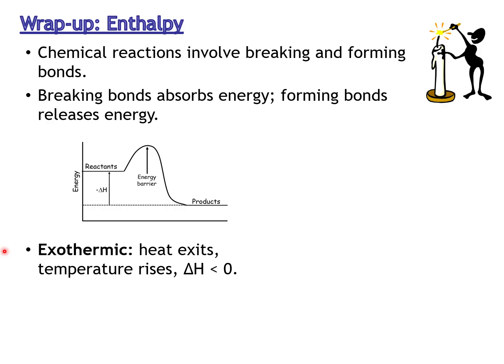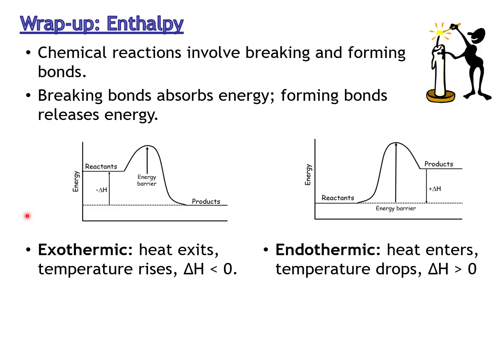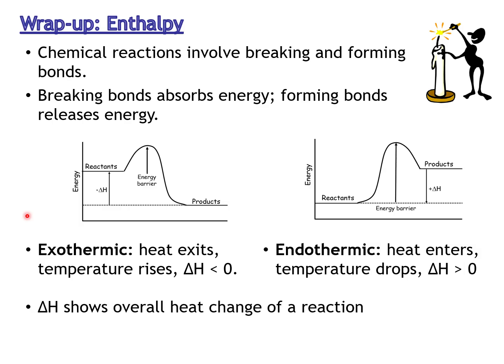So exothermic, you're going to have a reaction energy diagram that looks like this. It has products at a lower energy level. You have heat exiting, that's just a mnemonic. Temperature rises, and then delta H is going to be negative, less than 0. For endothermic, everything's switched. So now the products are at a higher energy level, the temperature is going to drop, and we have a positive delta H. And then delta H shows the overall heat change of a reaction.